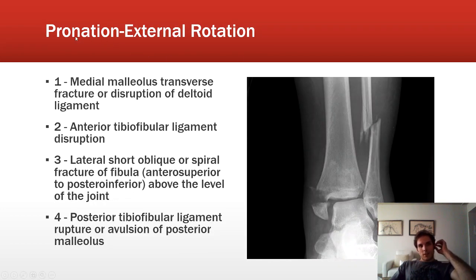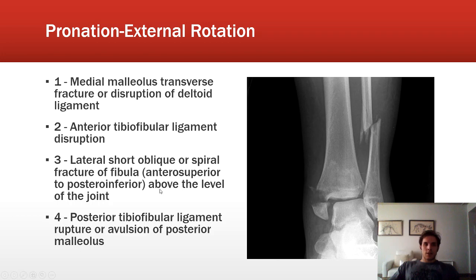Okay, finally we have the pronation external rotation type of mechanism. Again, the foot starts out in pronation and it is externally rotated. So the force starts here and rotates around. The first thing to go is your medial malleolus. Again, transverse fracture or disruption of the deltoid ligament. Second thing to go is the anterior tibiofibular ligament. It progresses upward and causes a lateral short oblique spiral fracture of the fibula. This time it's opposite, as I said before, antero-superior to postero-inferior.